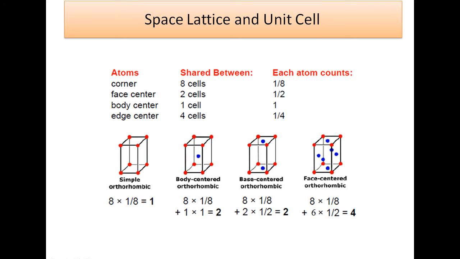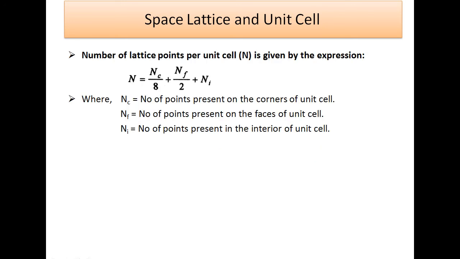Now in all these cases, we can find out the contribution: it is 1 in the case of primitive, 2 in the case of end centered, base centered or side centered, and in the case of face centered, we have a total of 4 atoms contribution per unit cell.